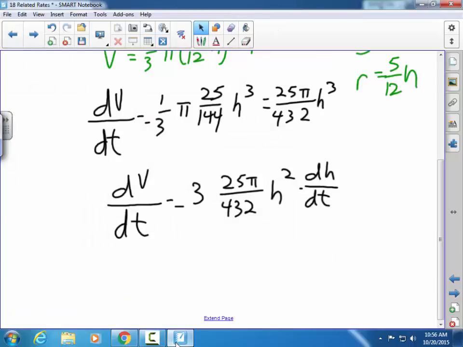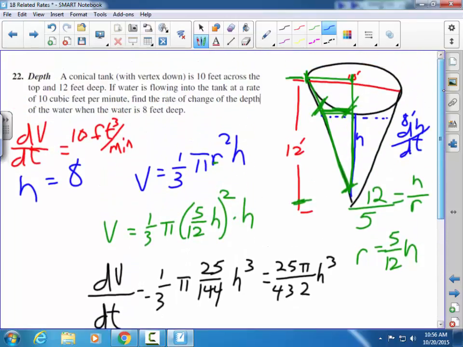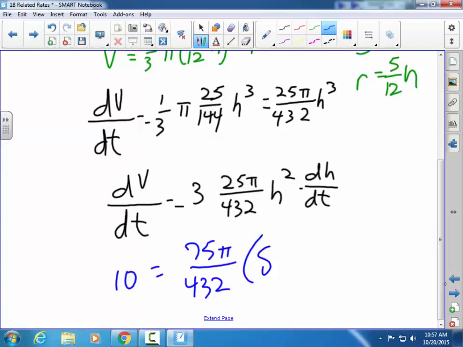Okay, so we get 3 times 25 pi over 432 h squared dh/dt. What do we know now? Now we can plug stuff in. Do we know what dV over dt is? We do. It's 10. So we can plug in 10 here. We know what h is, don't we? 8 squared. And now it's just a matter of using our calculating device to figure out what dh over dt is. I have the utmost confidence that you have the abilities to do that.